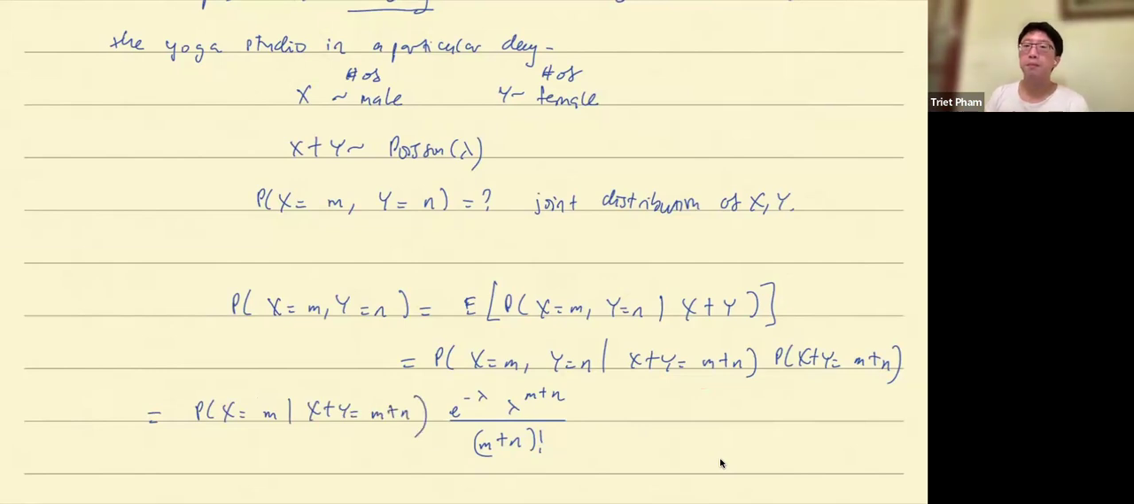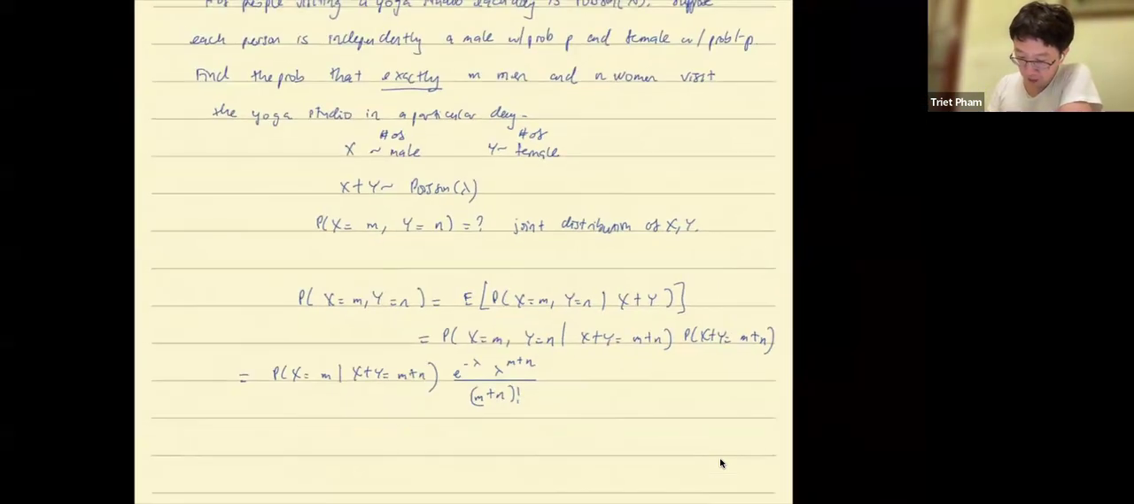You understand? The reason, of course, is that if x plus y equals m plus n and x equals m, then automatically y equals n. So we only need one value. You can have both, it doesn't matter.